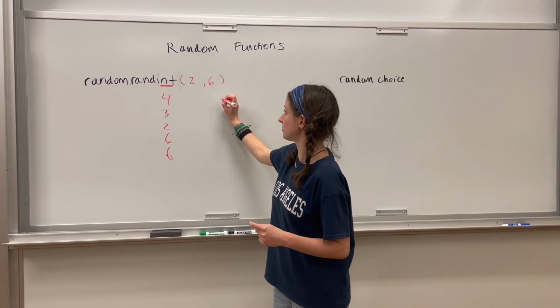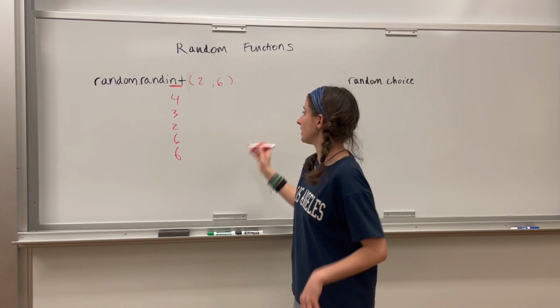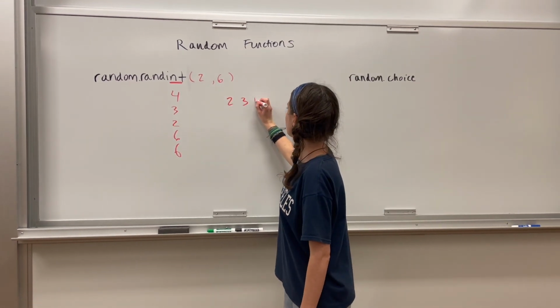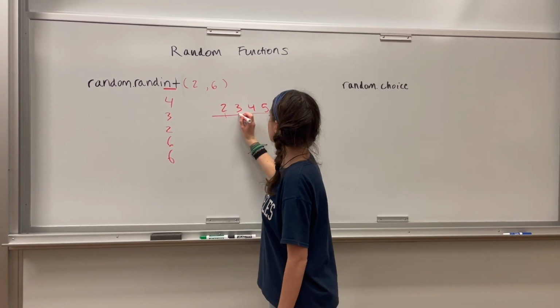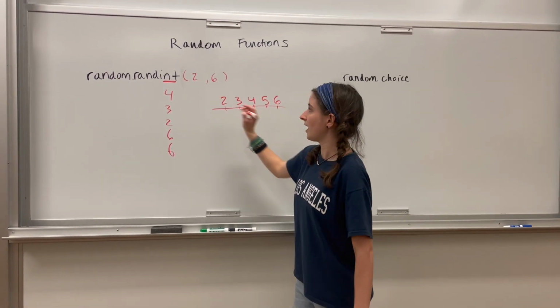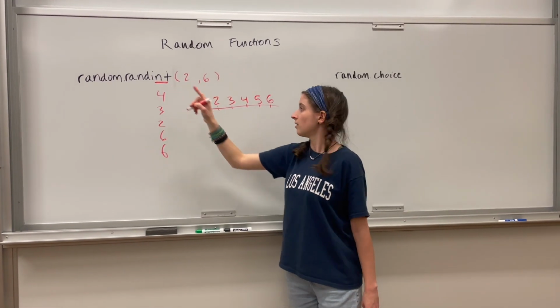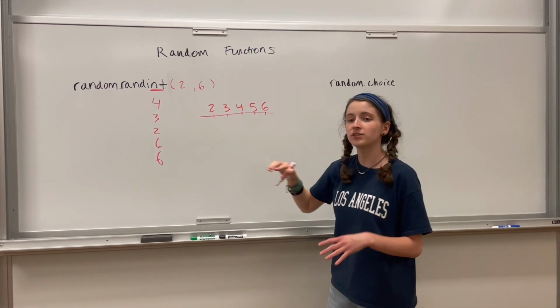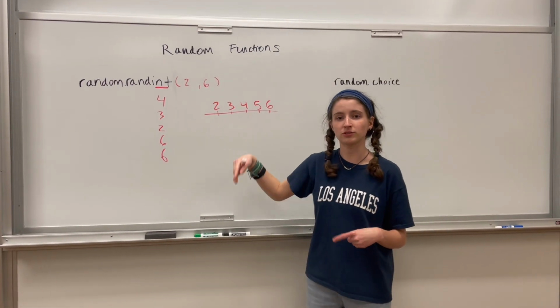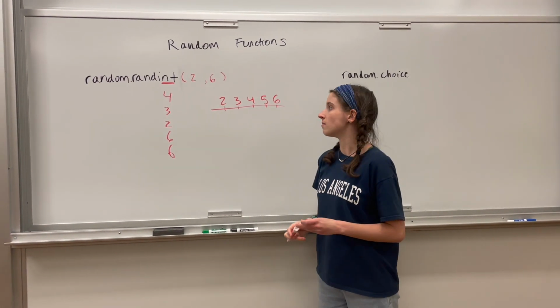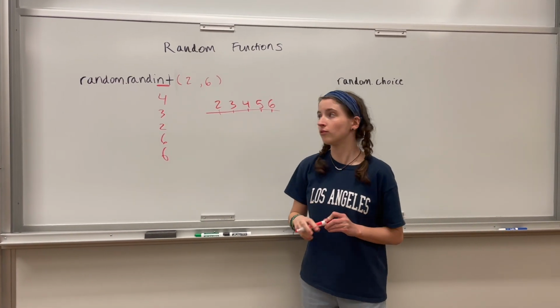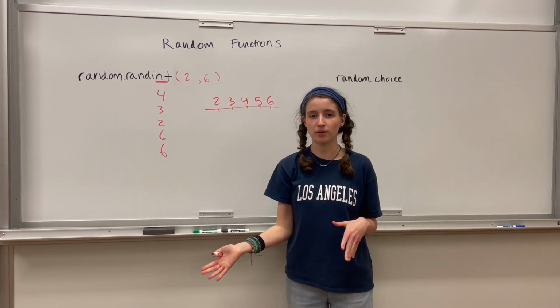I'll draw out the entire range: 2, 3, 4, 5, 6. This is the entire range that you're drawing from, and random.randint gives each of these numbers an equal weight. Because there's 5 of them, you have a 20% chance of getting any one of them. So that's the key thing of random.randint. There's not as much flexibility with it.